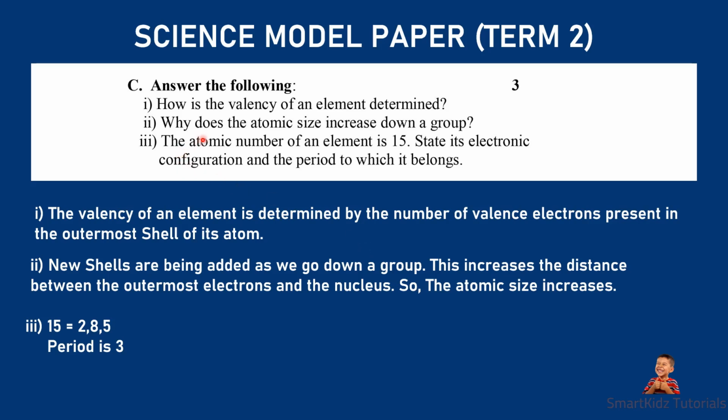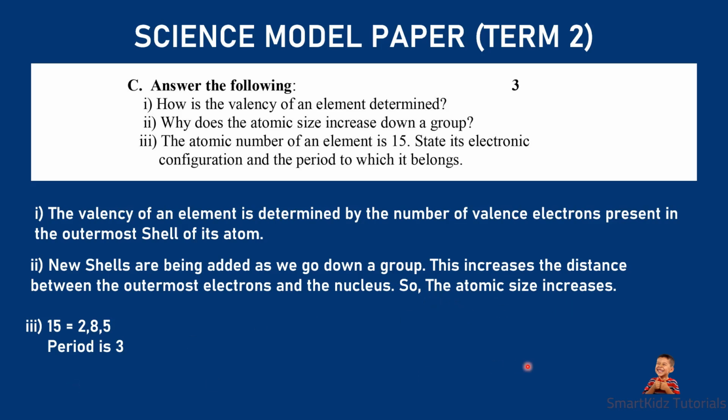Second question: why does the atomic size decrease down a group? New shells are added as we go down a group. I'll show you the diagram, but just go through the answer first. This increases the distance between the outermost electrons and the nucleus, so the atomic size decreases.